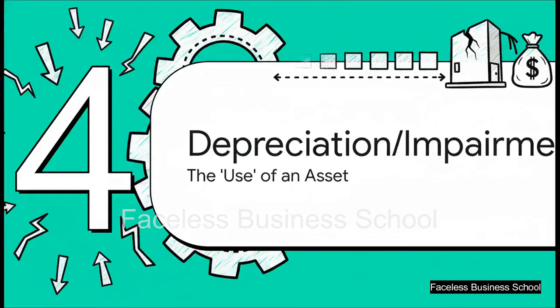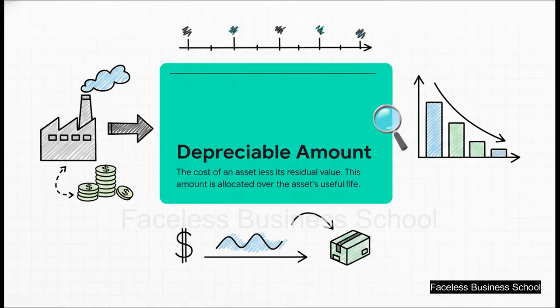Now, it doesn't matter if a company picks the cost model or the revaluation model. There are 2 concepts that apply to everyone: depreciation and impairment. This is all about accounting for the using up of an asset and any unexpected drops in its value. So depreciation isn't about the asset's market value dropping, it's a process of allocation. You take the asset's cost, you subtract what you think you can get for it at the very end, its scrap value, and that gives you the depreciable amount. Then you just systematically spread that amount as an expense over the years you plan to use it. It's all about matching the cost of the asset to the revenues it helps you earn.